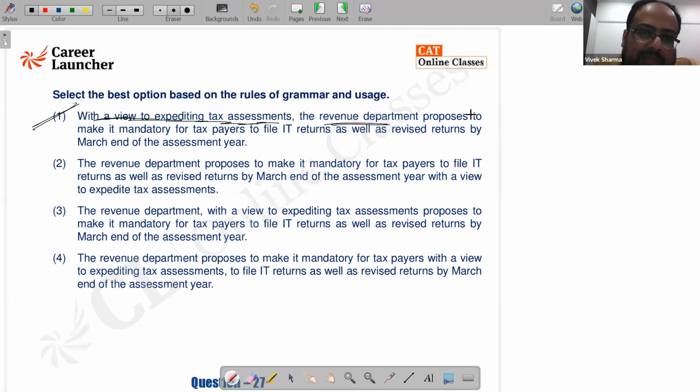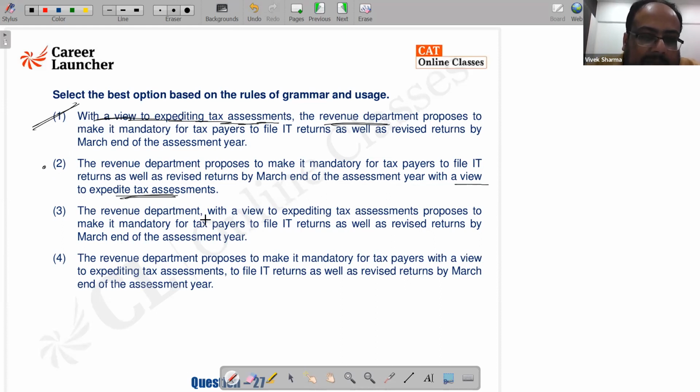What has come in the beginning before the comma refers to the revenue department as per what's given in this sentence, and then it tells us what the revenue department proposes to do. Option 2, the problem is it says by March end of the assessment year with a view to expedite tax assessments. Here, there is no clear connection between a view to expedite tax assessments and the revenue department, which was there in the first option.